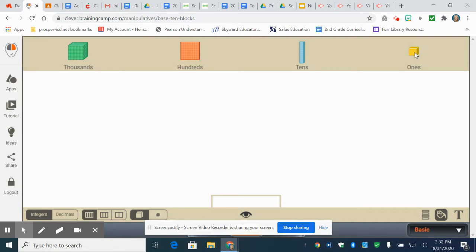So I know that it takes 10 ones to be a 10 stick. It takes 10 sticks to be 100. So what do you think it takes to be 1,000? 10 hundreds make 1,000. So 1,000 is actually 10 hundreds. So let's make a number with the thousands.